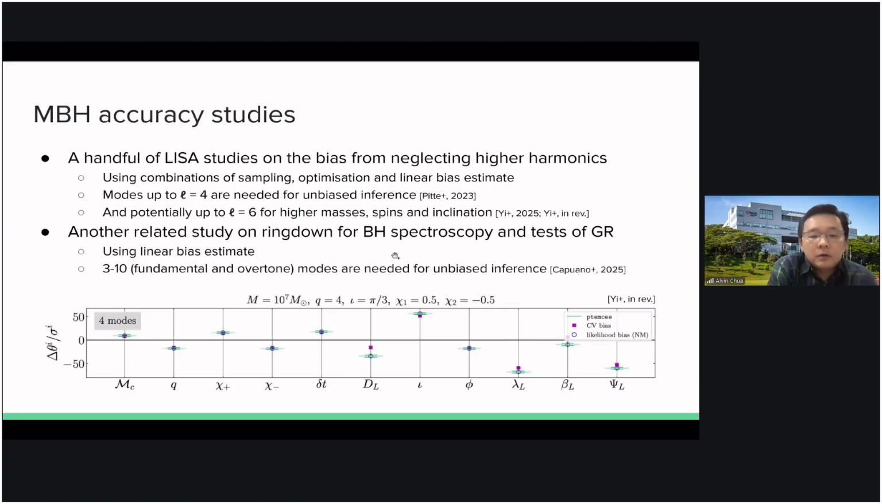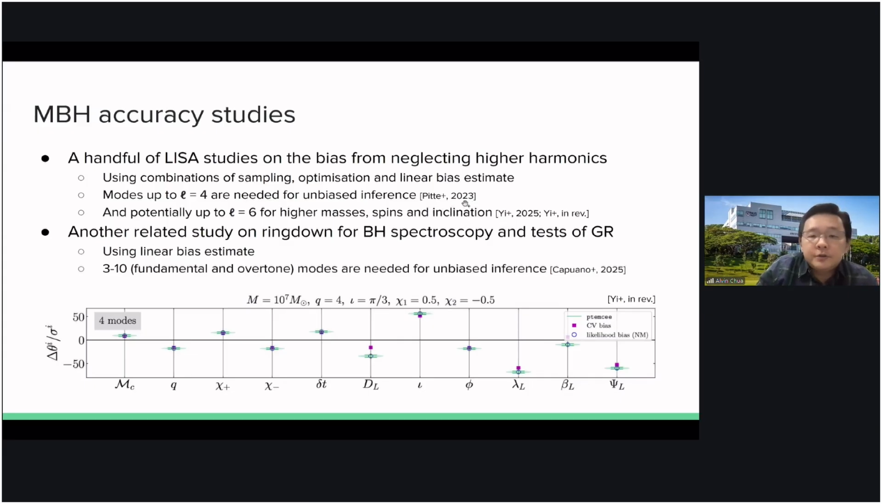Okay, so I'm running out of time. So there have been a handful of studies on MPHs in the LISA context, but mainly they focus on the bias from neglecting higher harmonics. These studies are fairly robust, I would say, because they use combinations of not just the linear bias estimate, but also sampling and optimization. So they validated their answers.